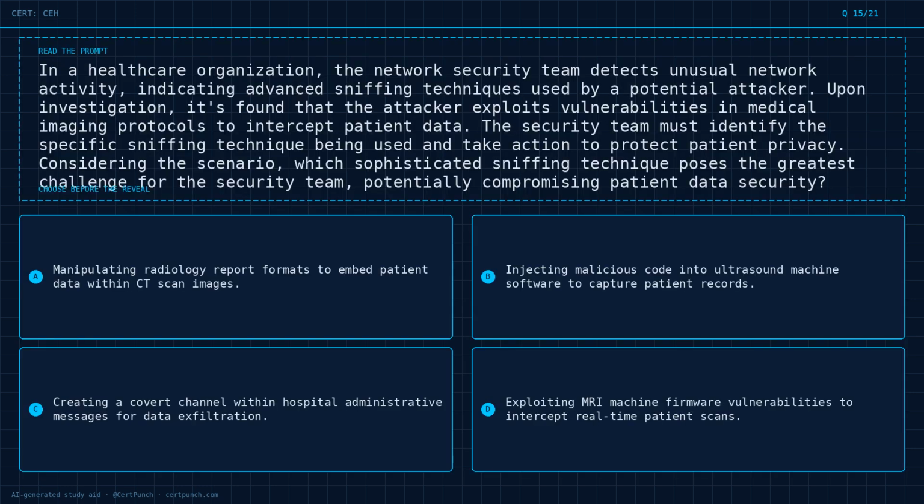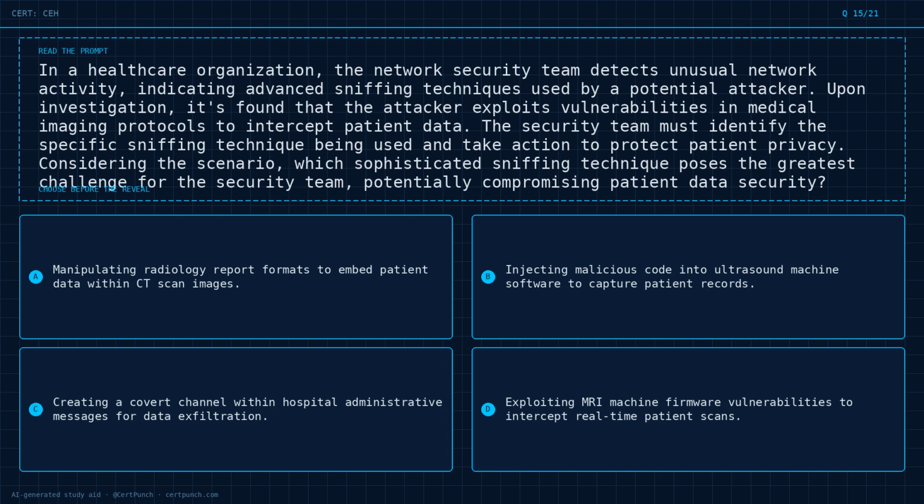Question 15 of 21. In a healthcare organization, the network security team detects unusual network activity, indicating advanced sniffing techniques used by a potential attacker. Upon investigation, it's found that the attacker exploits vulnerabilities in medical imaging protocols to intercept patient data. The security team must identify the specific sniffing technique being used and take action to protect patient privacy. Considering the scenario, which sophisticated sniffing technique poses the greatest challenge for the security team, potentially compromising patient data security?